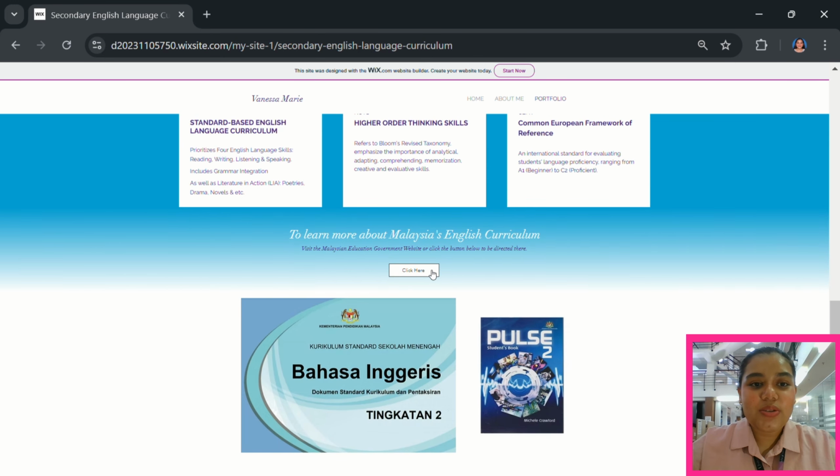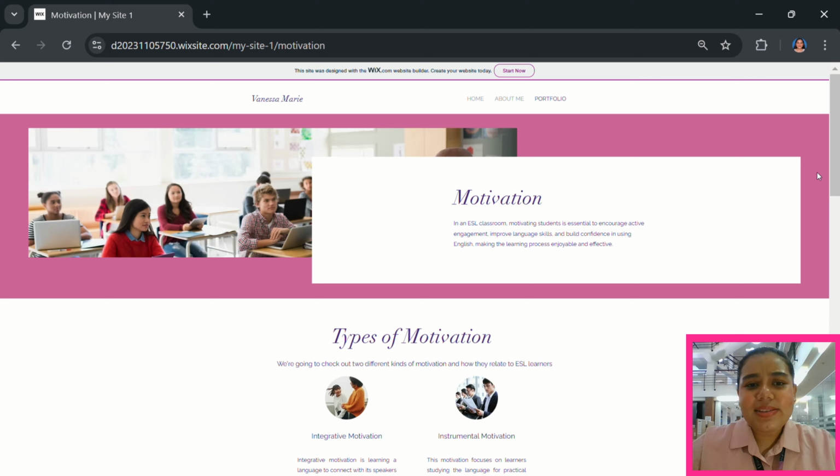Now, moving on to the importance of motivation in the ESL classroom. Learning English as a second language, L2, or third language, L3, can be very challenging. Therefore, it is our duty as educators to keep students motivated and engaged in class. So, why is motivation very important? It is because motivation drives students to learn and stay engaged with the English language.